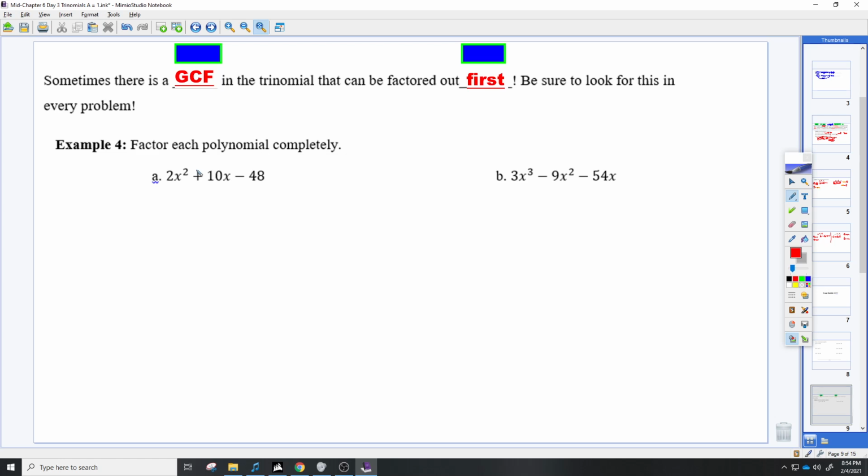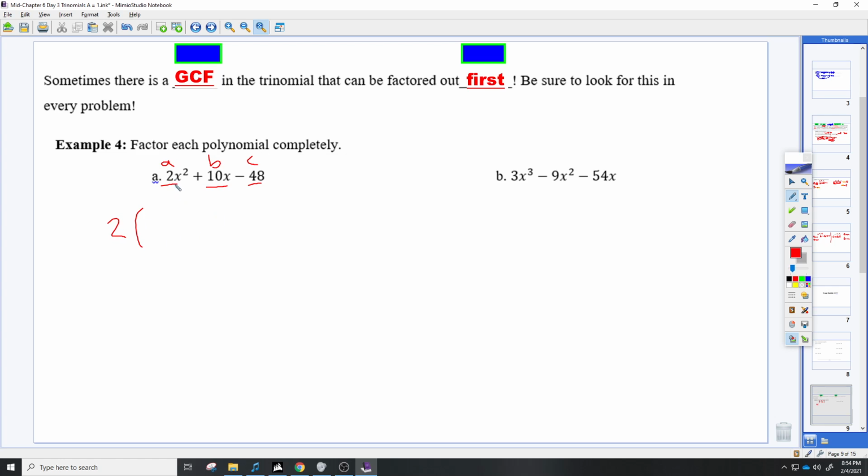So we have to first look and see if there's a GCF. Now remember, we're trying to make sure that the a value here is a 1, and right now it's a 2. So we can't do our shortcut method if this a value is not a 1. So that means we have to see if there's a GCF between all 3 of these terms, and there is. A 2 goes into all of those. So I'm going to pull out a 2 first.